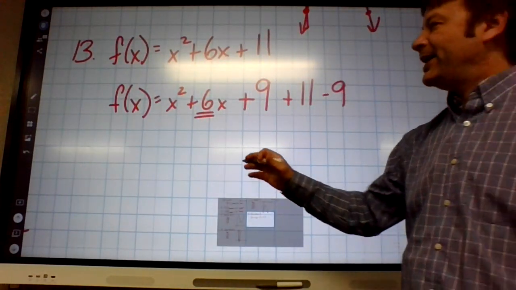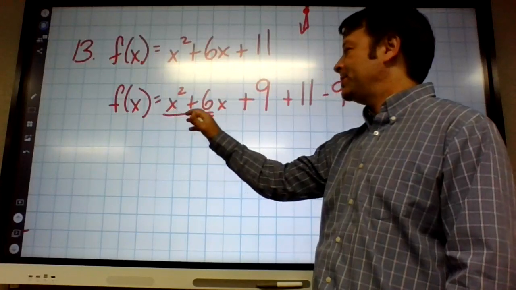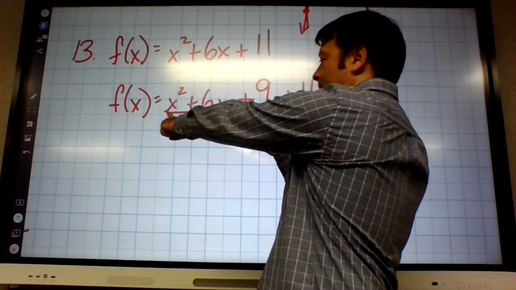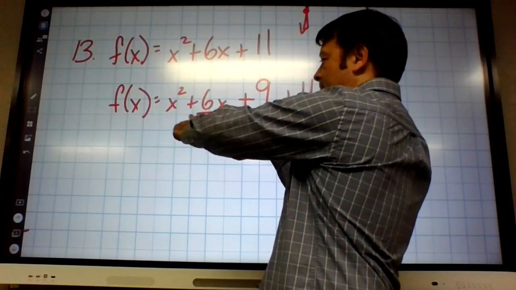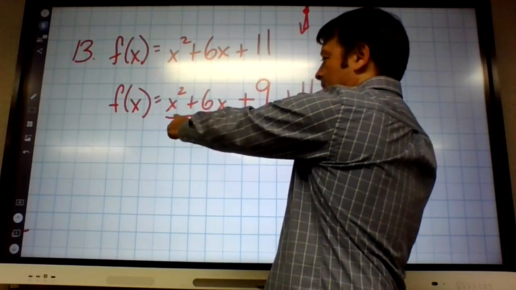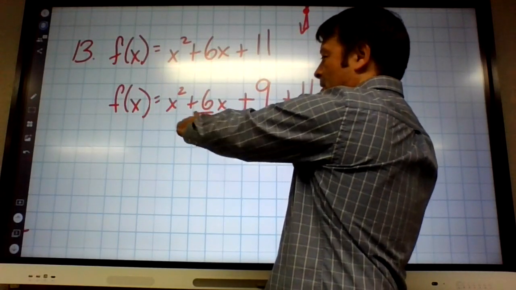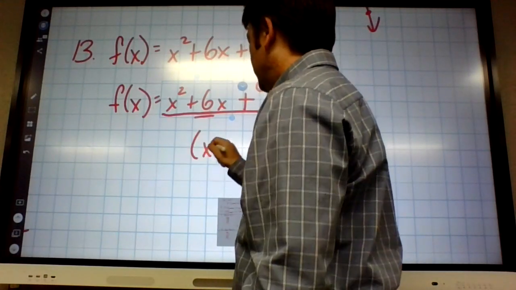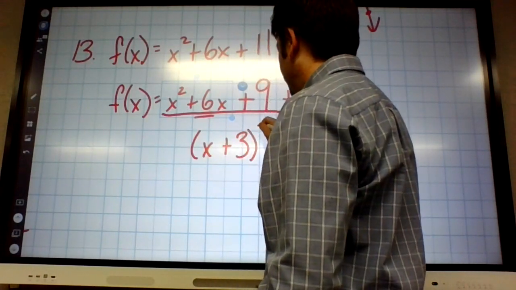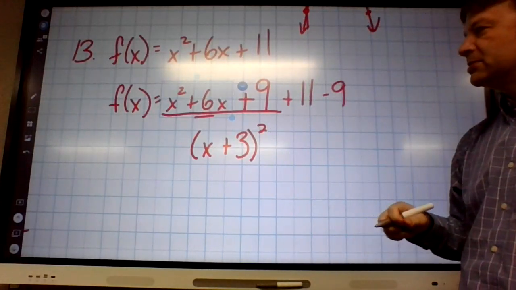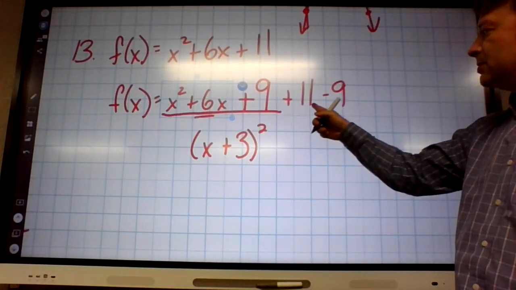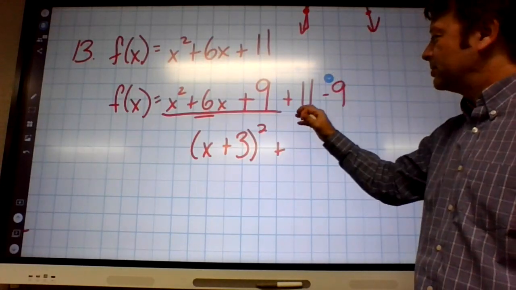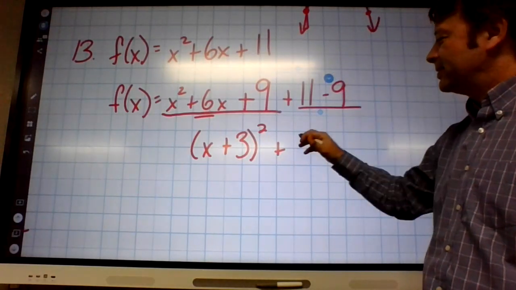Okay, the reason we did that is the same reason we did it when we completed the square. This thing right here factors perfectly. It's a perfect square. What's this going to factor to? It's going to be x plus 3 squared. Yeah, x plus 3, x plus 3. So this is just x plus 3 squared, minus 9, plus 11, which is plus 2. There you go.